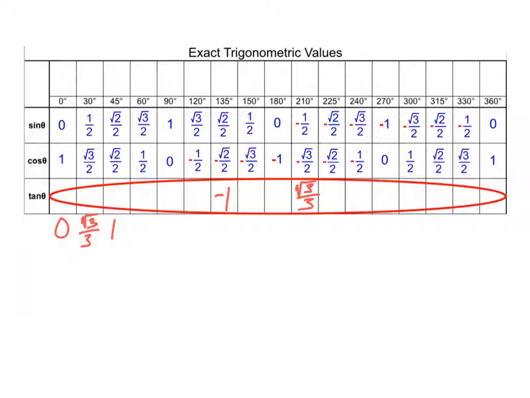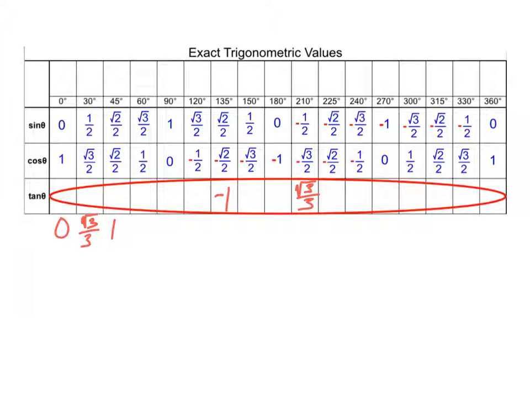Okay, 60 degrees. Root 3 over 2 divided by 1/2. Well, we haven't done this one yet. It'll require a little bit more work, so I'm going to come back to that one here in a moment. It's not too bad to do. In fact, it's easier than the one we did earlier, but I want to come back to it.